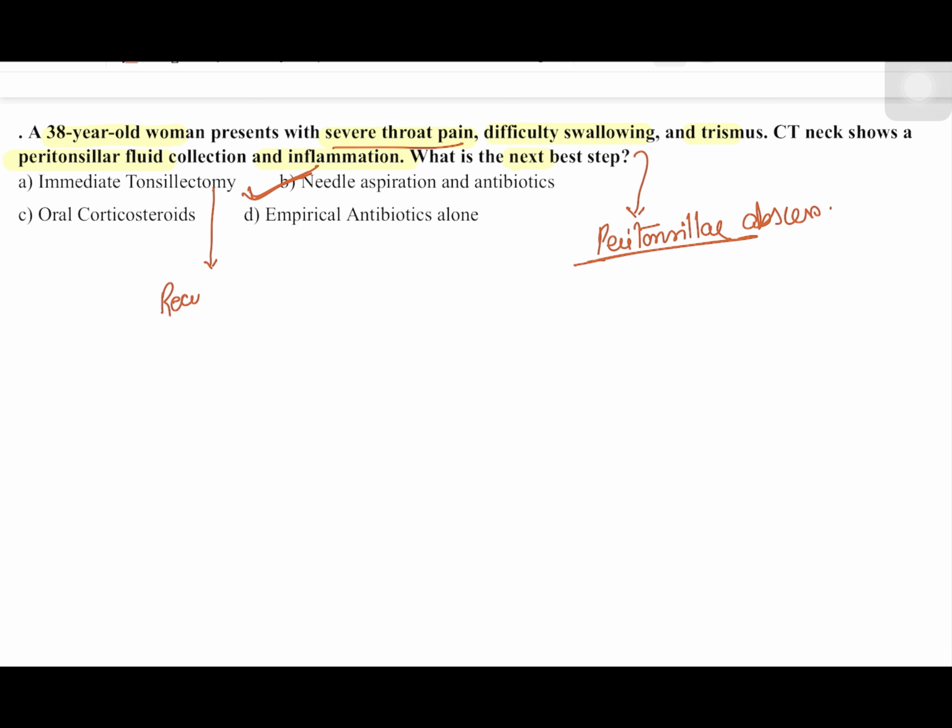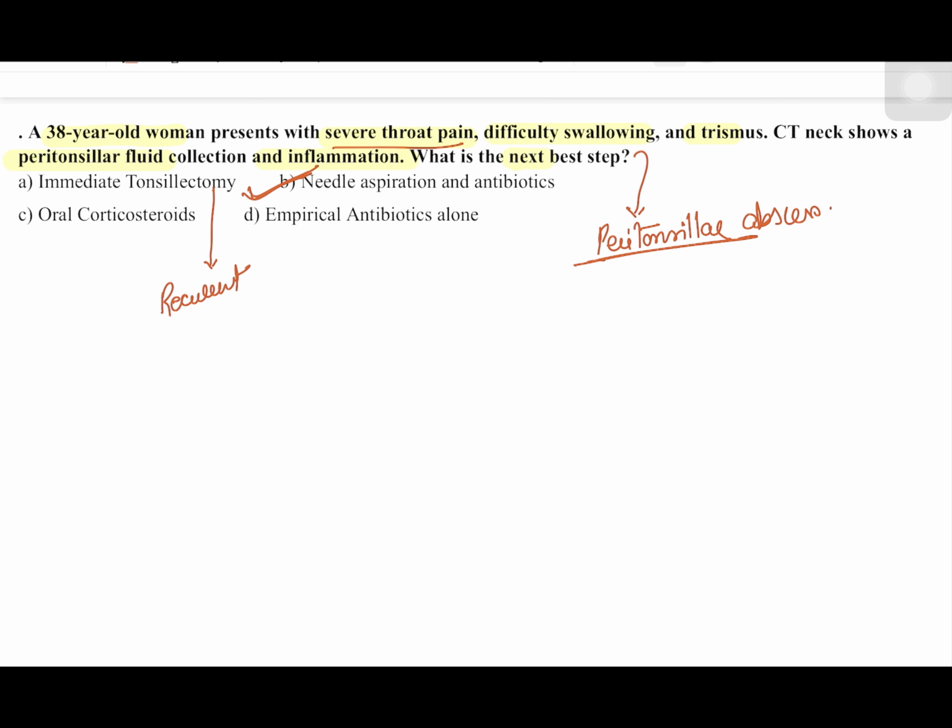Because this is reserved for the recurrent cases, or I can say this is reserved for the patients who are having chronic tonsillitis which is not responding to treatment. So if they are having recurrent and chronic tonsillitis, then I will go for tonsillectomy.